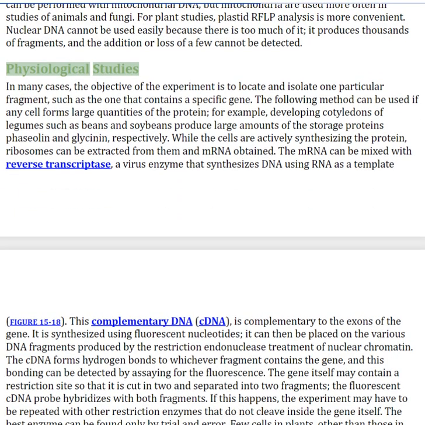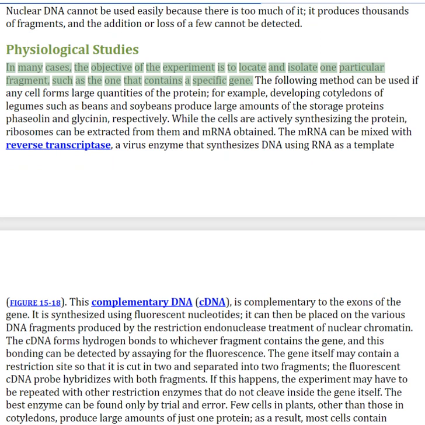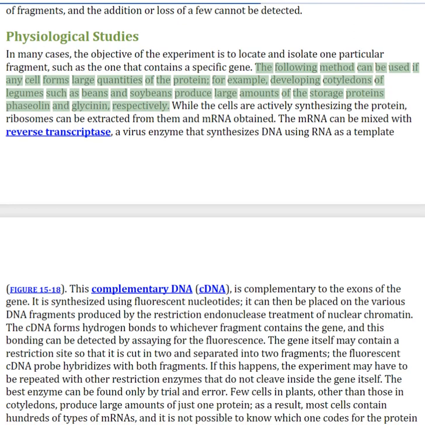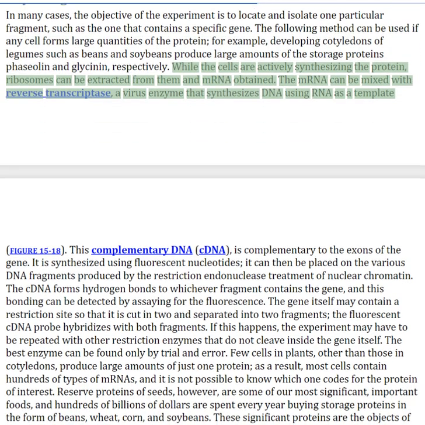Physiological studies. In many cases, the objective of the experiment is to locate and isolate one particular fragment, such as the one that contains a specific gene. The following method can be used if any cell forms large quantities of the protein. For example, developing cotyledons of legumes such as beans and soybeans produce large amounts of the storage proteins phaseolin and glycinin, respectively. While the cells are actively synthesizing the protein, ribosomes can be extracted from them and mRNA obtained. The mRNA can be mixed with reverse transcriptase, a virus enzyme that synthesizes DNA using RNA as a template.